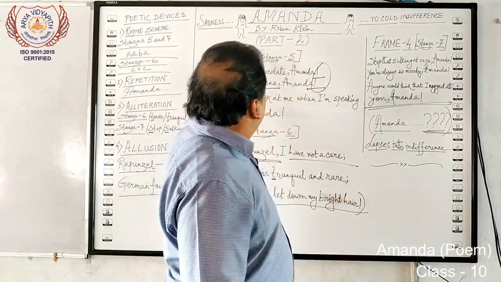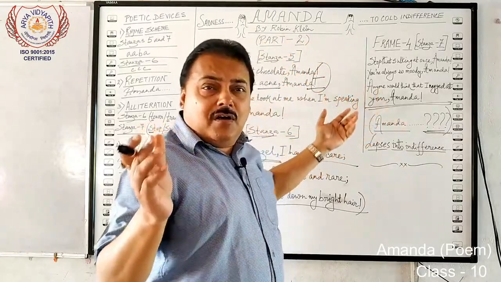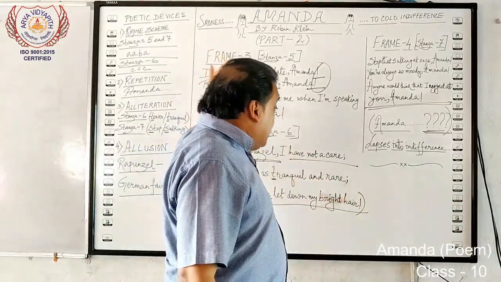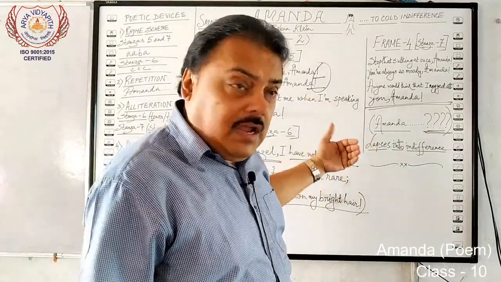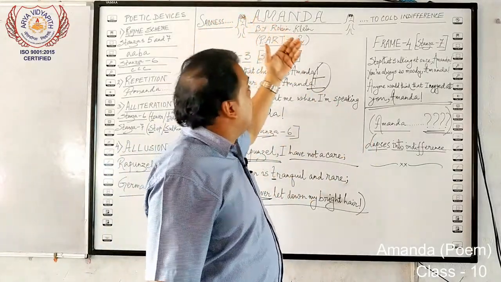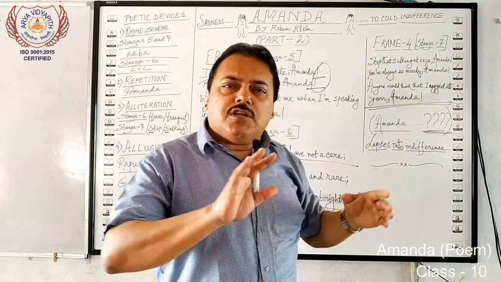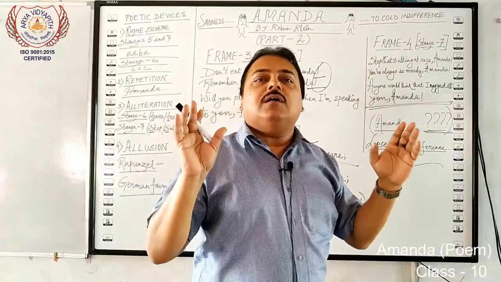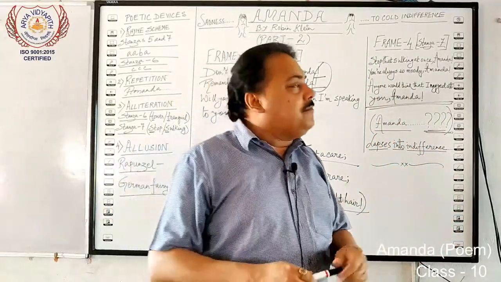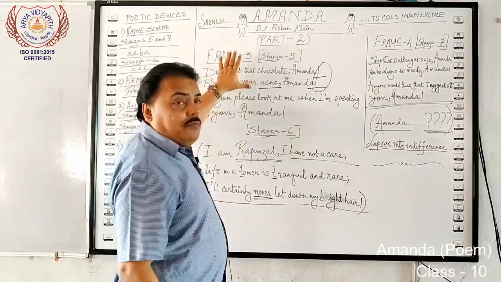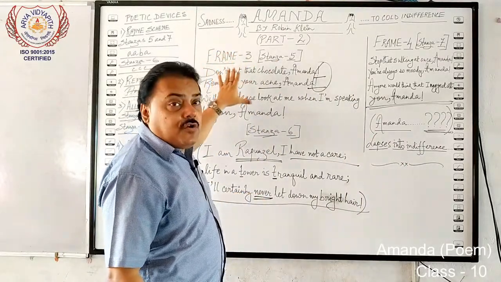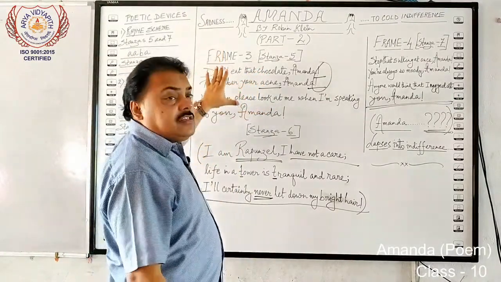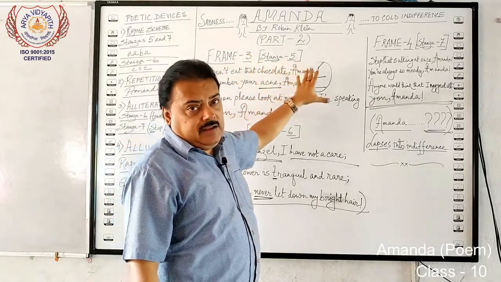So, we again have these sketches of a sad girl called Amanda, as I had explained in part 1. And in part 2, you will see the journey of Amanda from sadness to cold indifference, where she is completely lost. She stops listening to her mother. Okay? So, as usual, we begin with frame 3. We've done 2 frames and therefore 4 stanzas. Right? This is frame 3 and stanza 5.